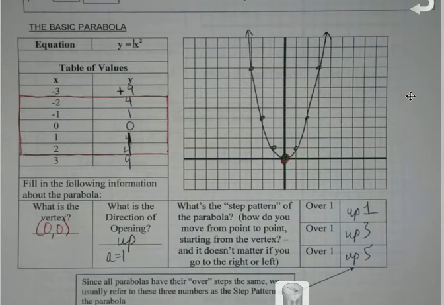Once you know the vertex, you can just go from that vertex and go over 1, up 1, over 1, up 3, and you'll get the rest of the parabola. It's kind of cool. So now we're going to start making some comparisons, though, with this one. So here's how we're going to do this.